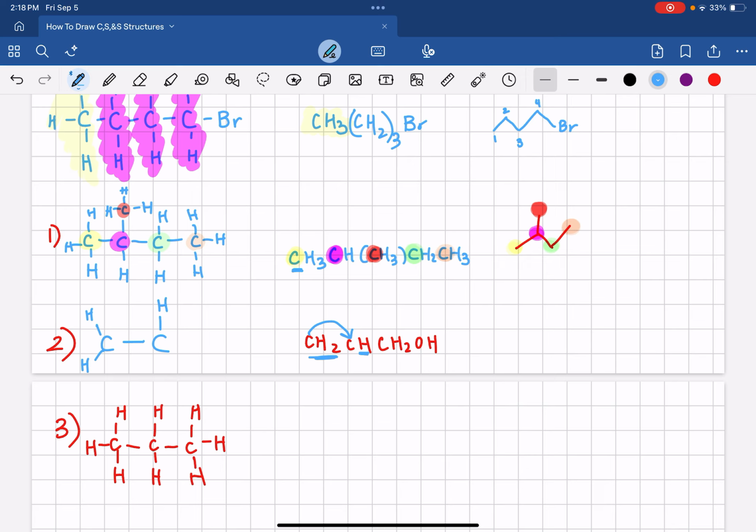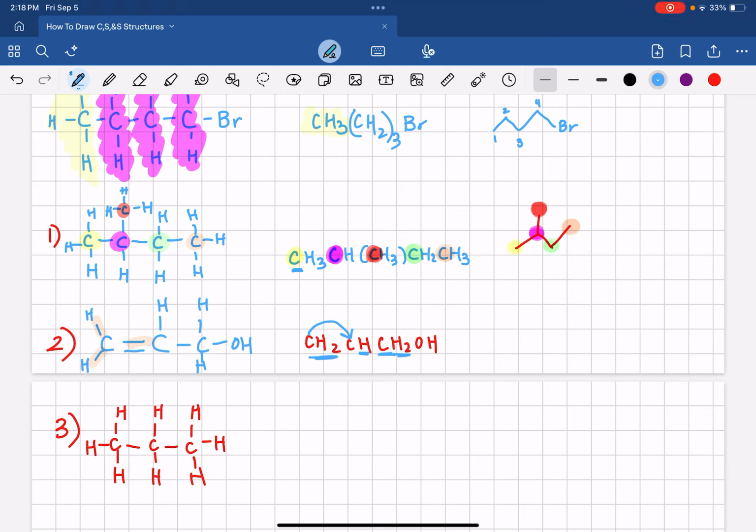However, this is not a complete octet because it only has 3 bonds. So I need to add an additional bond to make it a complete octet, which would be 1, 2, 3, 4, 5, 6, 7, 8. Perfect, that's a complete octet. Then I have a CH bonded to another CH2. And lastly, it is bonded to an OH.